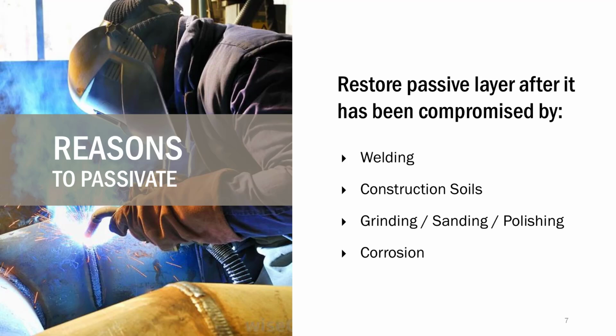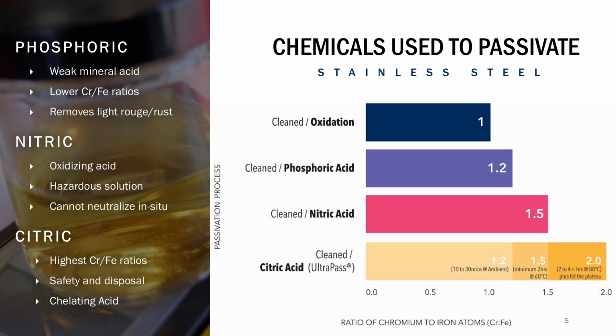phase. So we know what is passivation, when we may need to do it, what it actually does, fine-tuning that nanoscopically thin oxide layer. Let's talk about what we can use to passivate. On the right side here, this is a bar graph with chromium to iron ratios, kind of showing what you can expect with different chemicals.